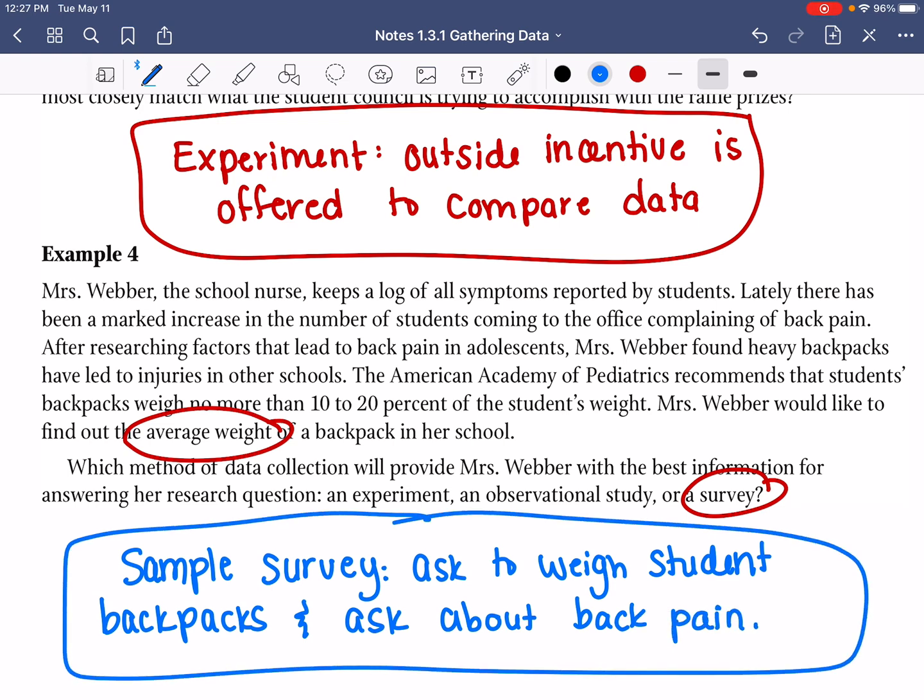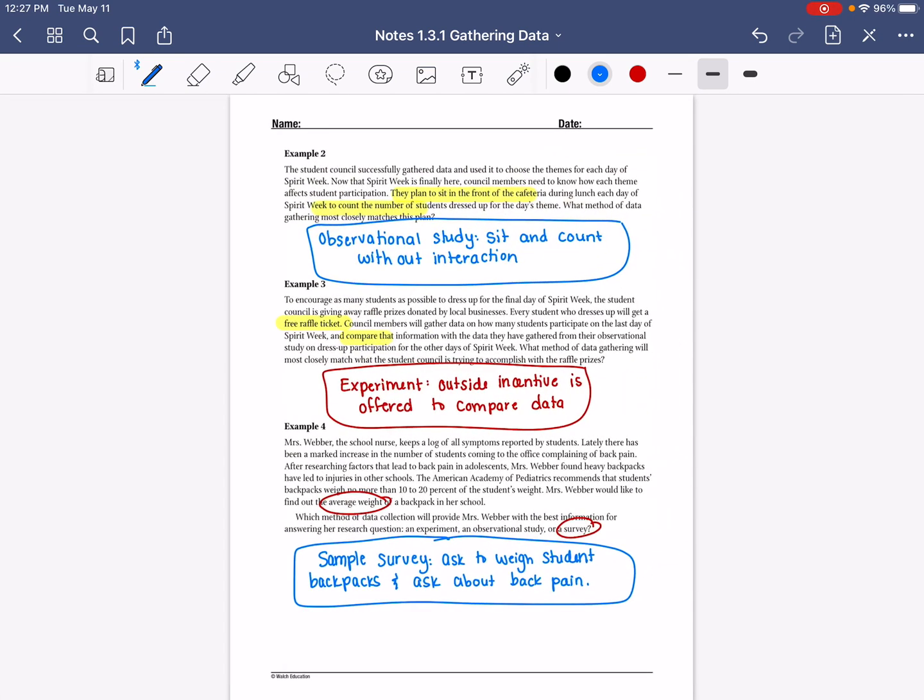And that's it. So that's what your homework or classwork will be about: identifying those things. And that's it.